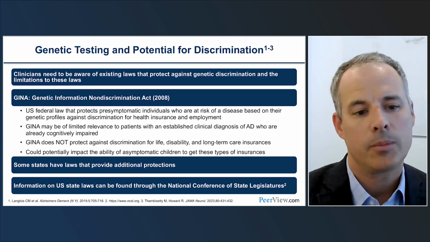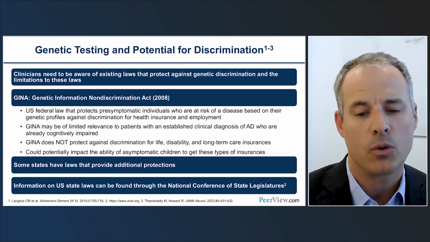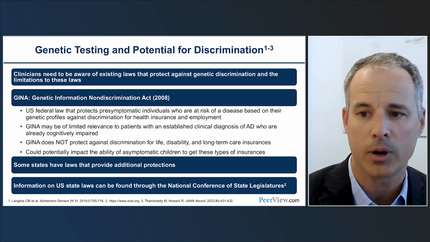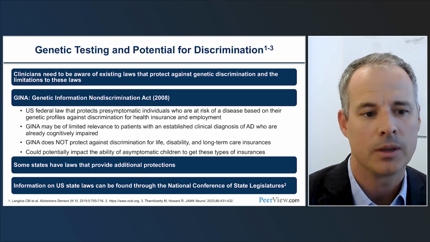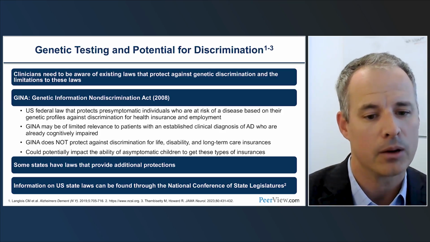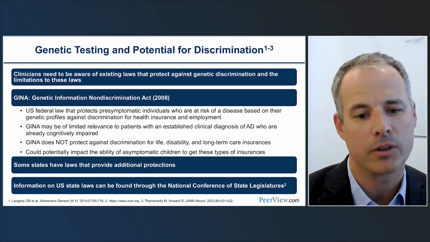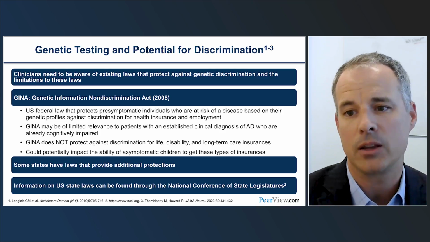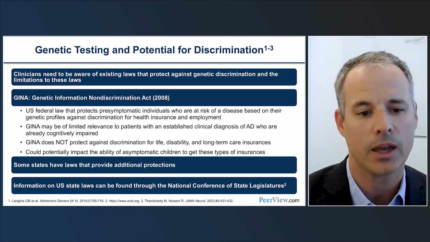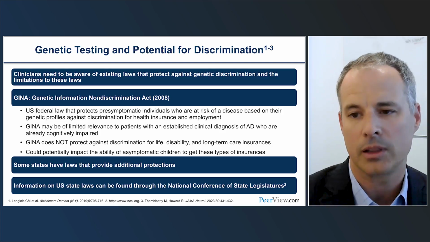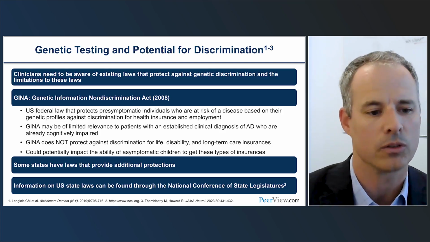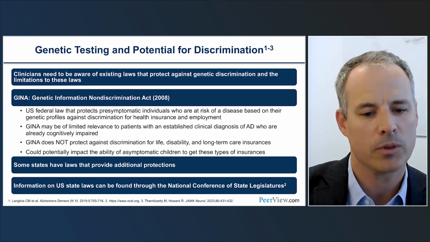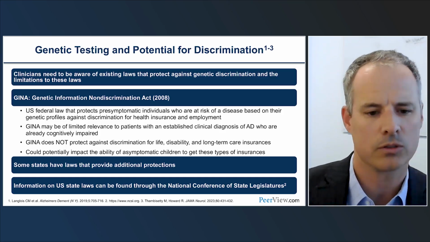Also, GINA may be of limited relevance to patients who already have been diagnosed with Alzheimer's disease, as our patients likely have, because they've already undergone biomarker testing before we initiate APOE testing, and who are already cognitively impaired. So some of this concern is often more about the family members, if they potentially gain new information about their APOE status and how that could affect their ability to get life insurance, disability insurance, or long-term care insurance in the future. There are some states that have additional procedures, and more information can be found at the National Conference of State Legislatures.